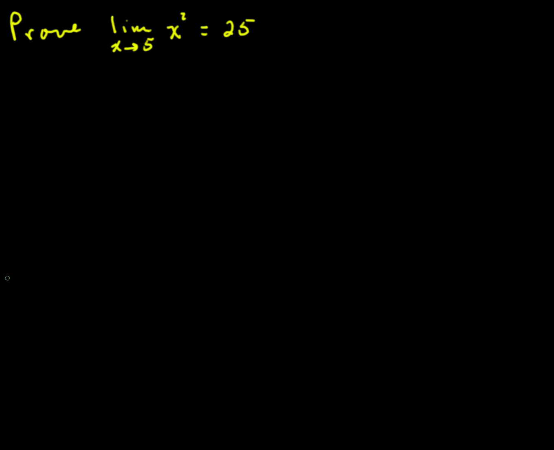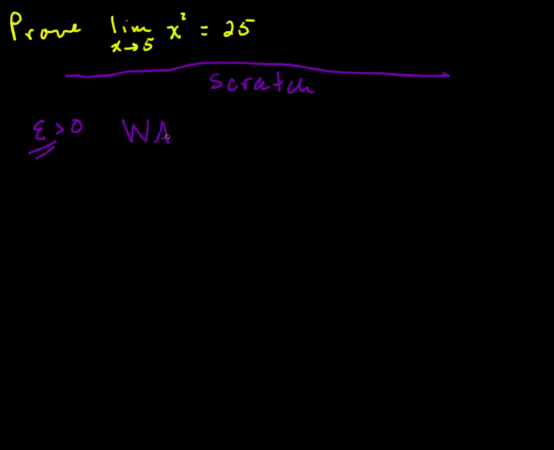So the very first thing I need to do is get a handle on, if I start with some arbitrary epsilon, so this is going to be my scratch work. If I start with some arbitrary epsilon that's bigger than 0, remember this is a real number now, not an infinitesimal, but as long as epsilon is some positive real number, more likely than not it's going to be a very small real number, but all we know is that it's positive. We start with that and we want, what do we want to be true? Well, we want that x squared minus 25 to be less than epsilon.